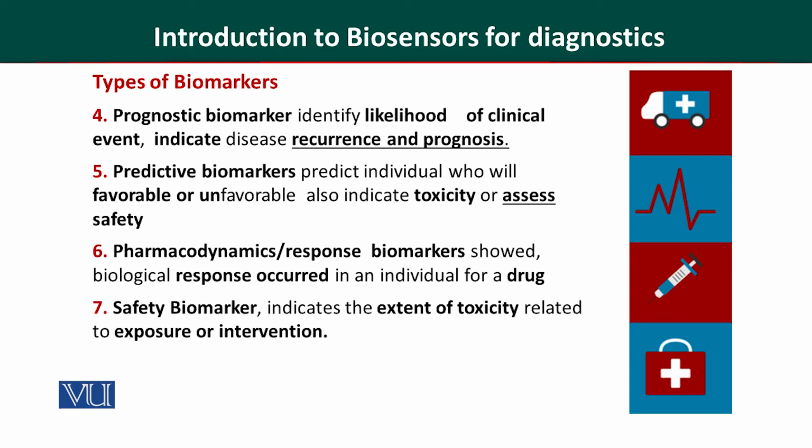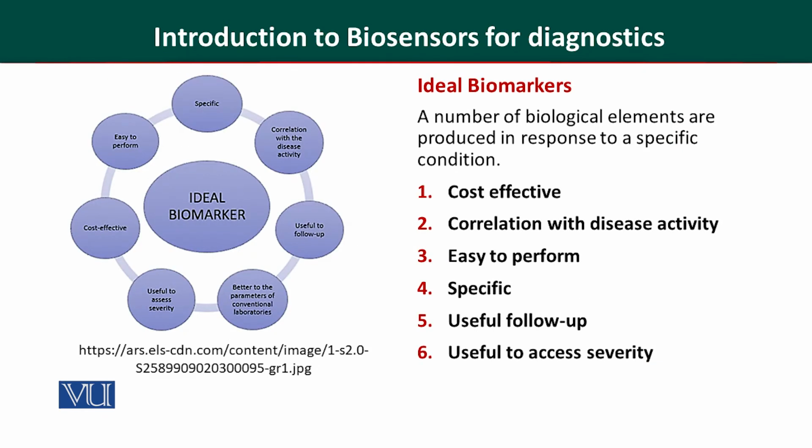could get the disease, and it also indicates toxicity or assess safety. Number 6 is the responsive biomarker. It shows the biological response occurred in an individual for a drug. Number 7 is the safety biomarker that indicates the extent of toxicity related to the exposure or intervention of the drug. Now, in case of a disease, several types of molecules are released into the blood circulation or they are present in the body fluid.